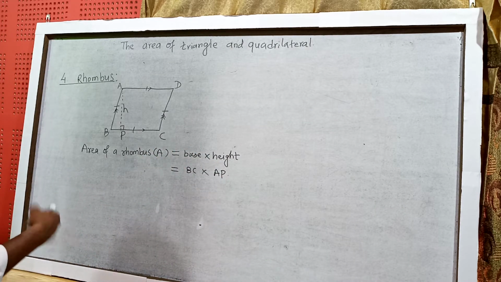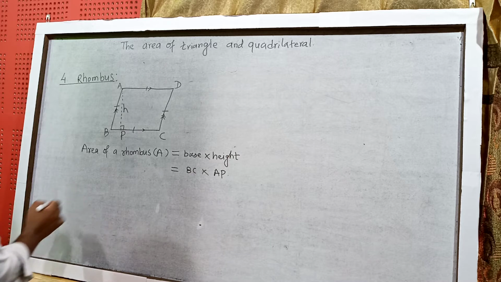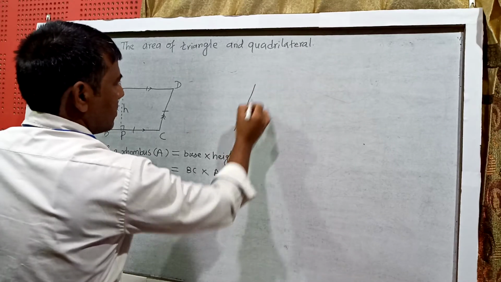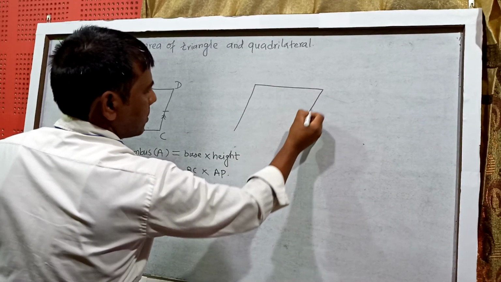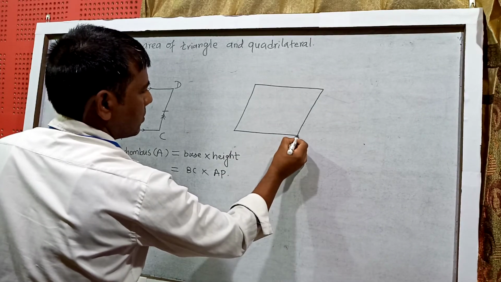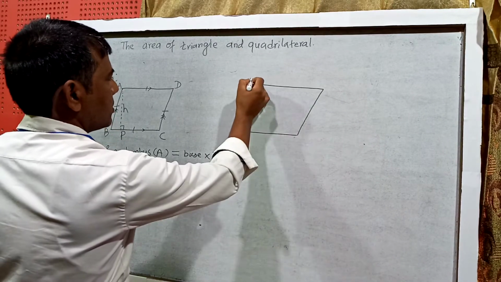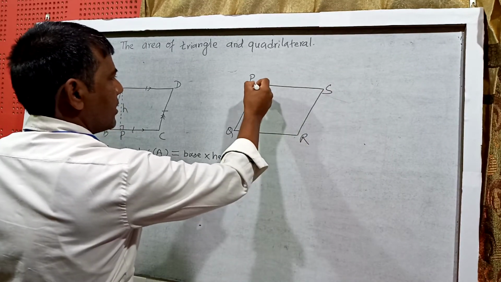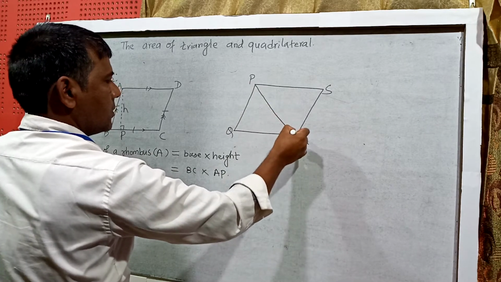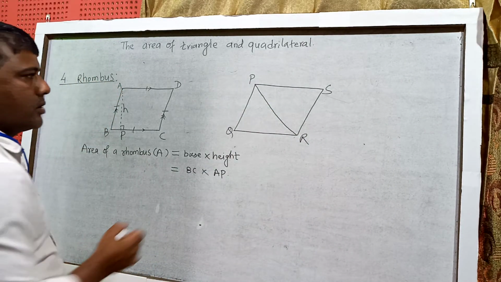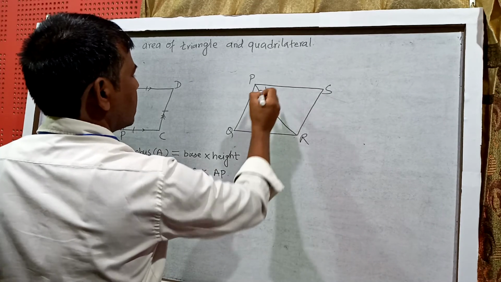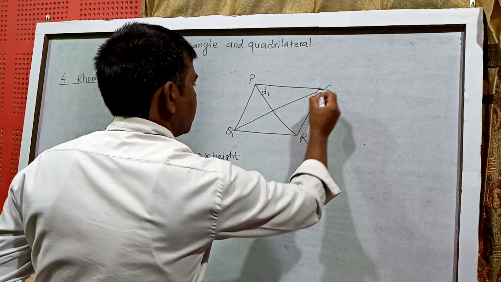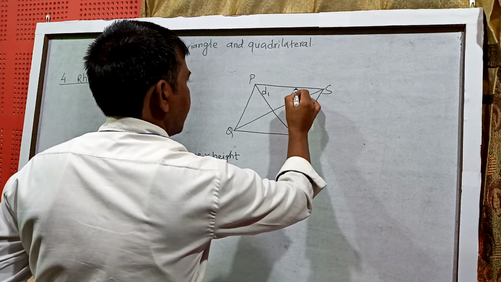And we can also find the area of a rhombus by using its diagonals. Suppose there is a rhombus PQRS and its diagonals are given. This is one diagonal, suppose it is D1. It is the first diagonal, and next is D2. This is the second diagonal.